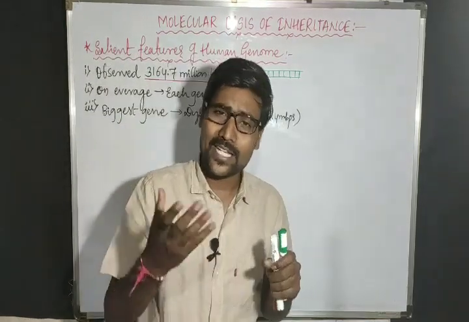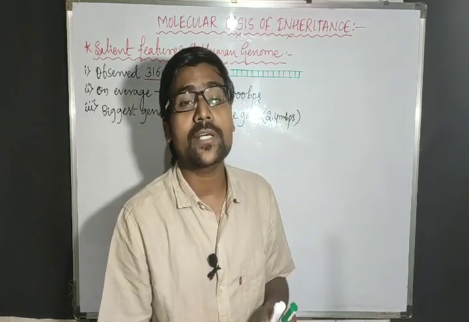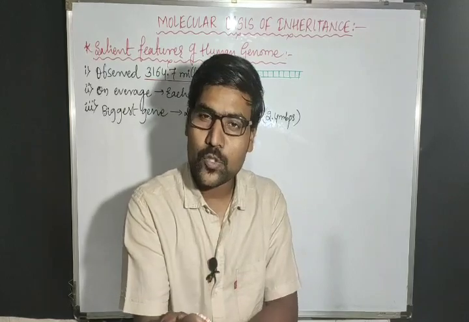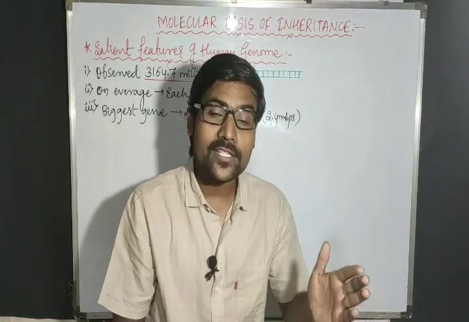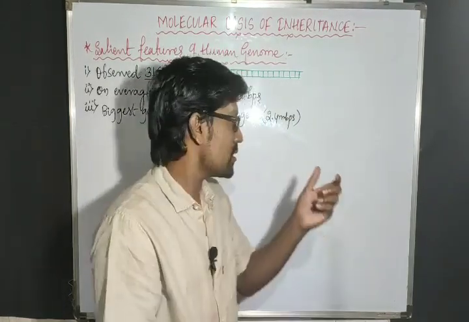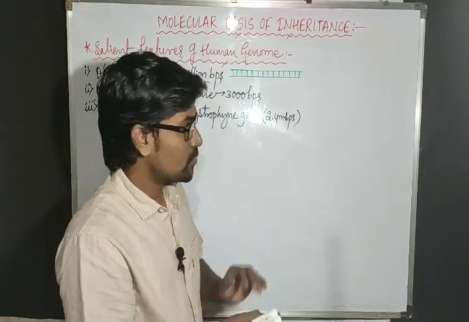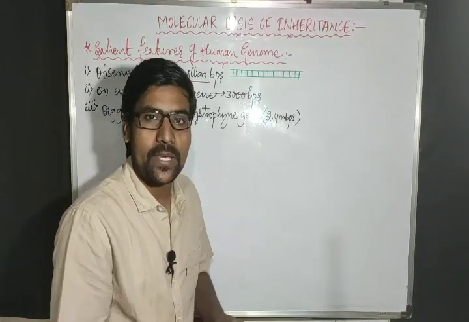And the dystrophin gene is concerned with muscular dystrophy. Muscular dystrophy is a genetic disorder. That genetic disorder is caused if there is any disturbance in this gene. So it is the biggest gene present in human beings, right?